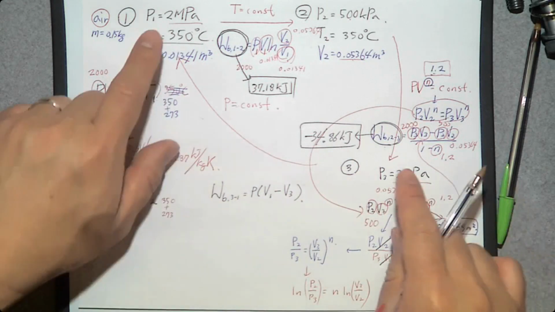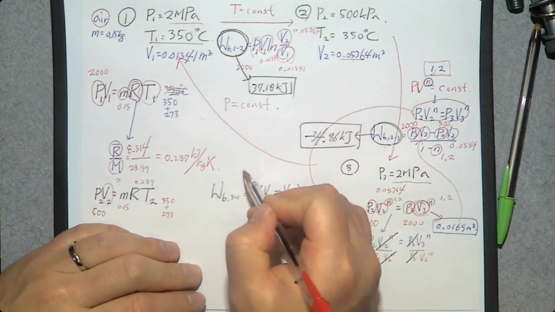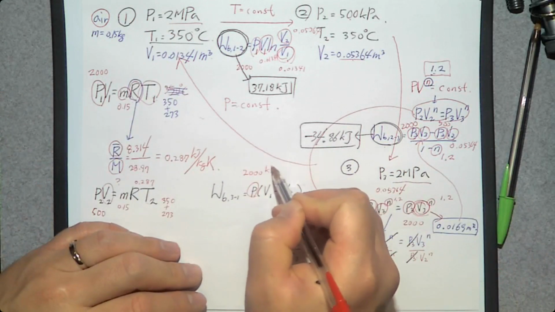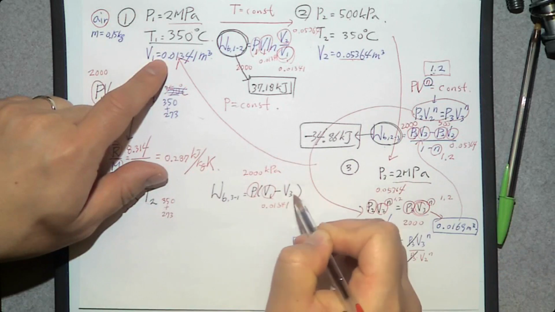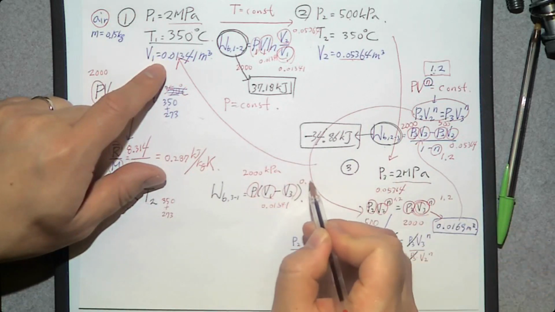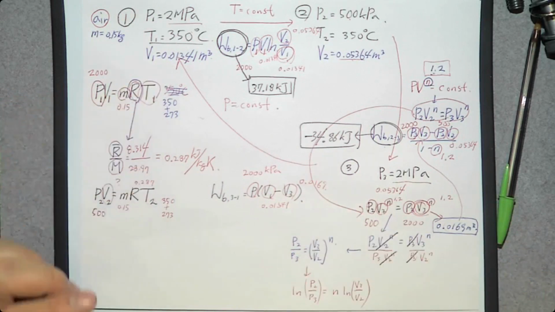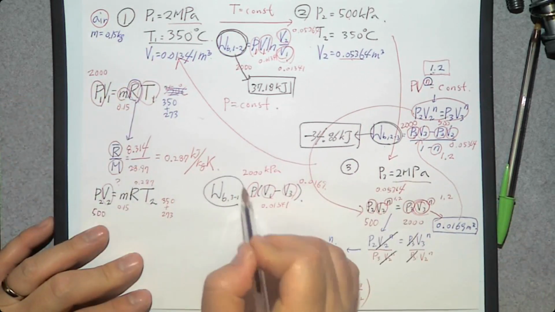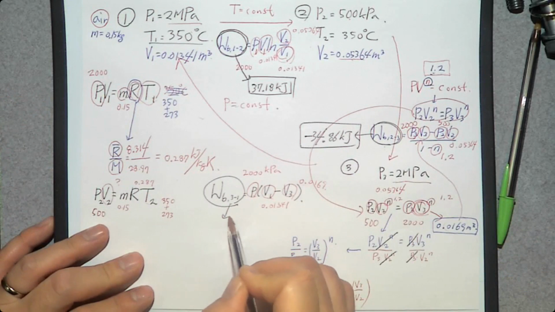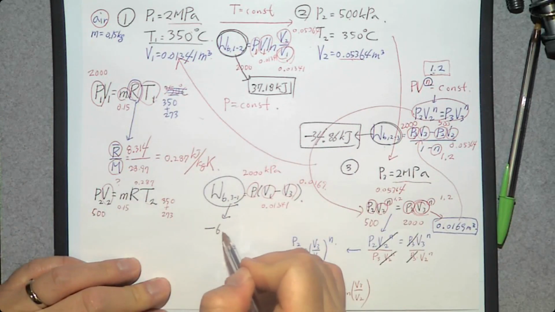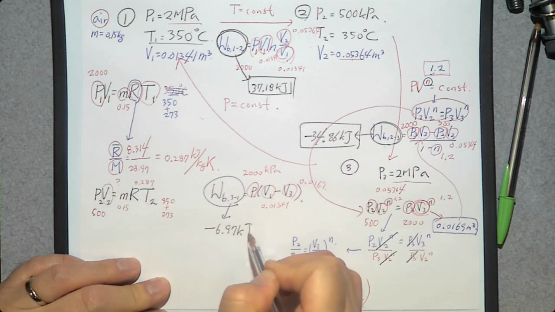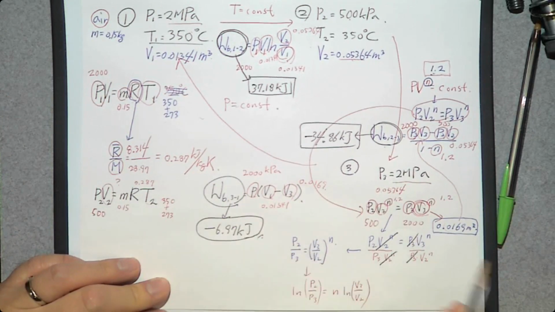Then do we know the pressure? Yes, 2 megapascal, 2000 kilopascal. V1 here, 0.01341. V3 here, 0.0169. Then you can determine the moving boundary work. That is minus 6.97. Minus 6.97. Another compression process.